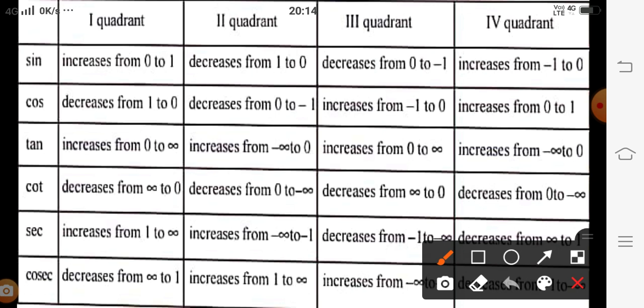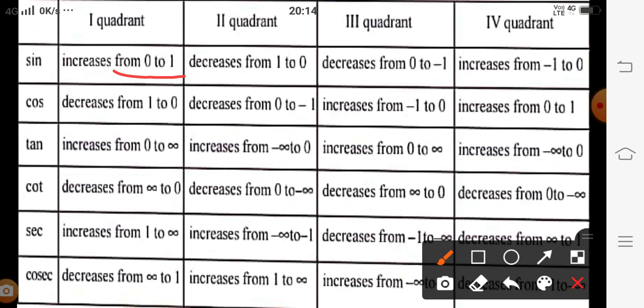And if you move ahead in this concept, what happens if you plot the t ratios graphically? How will you observe the graph? In the first quadrant, sin theta increases from 0 to 1. Sin 0 is 0 and sin 90 is 1. For this reason, in the graph of sin theta, we get that it increases from 0 to 1.